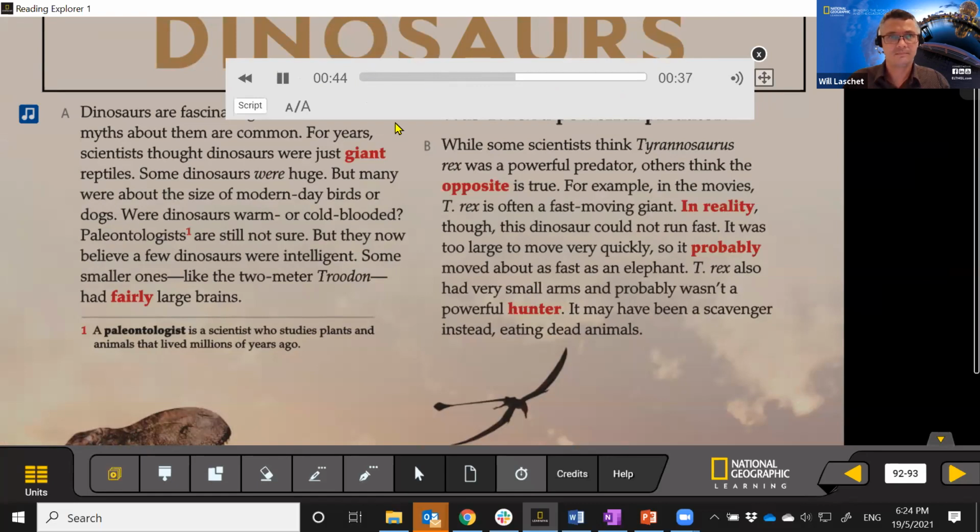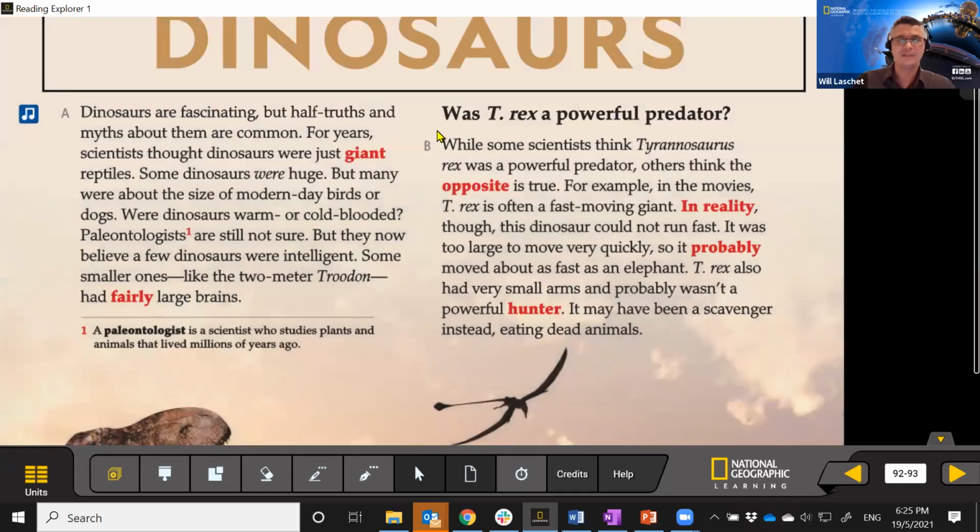Was T-Rex a powerful predator? While some scientists think Tyrannosaurus rex was a powerful predator, others think the opposite is true. For example, in the movies, T-Rex is often a fast-moving giant. In reality, though, this dinosaur could not run fast. It was too large to move very quickly, so it probably moved about as fast as an elephant. T-Rex also had very small arms and probably wasn't a powerful hunter. It may have been a scavenger instead, eating dead animals.